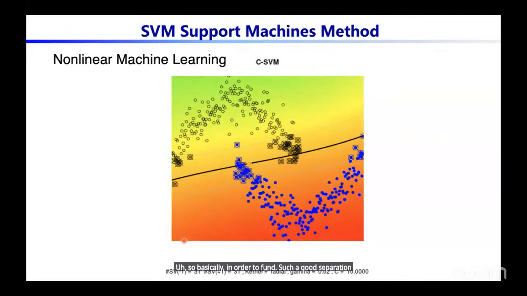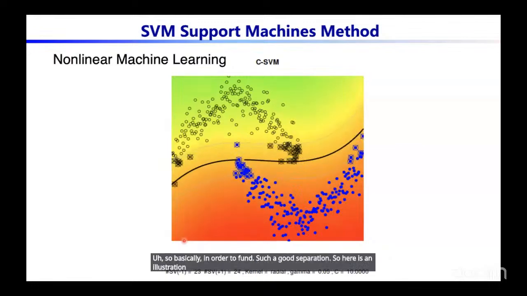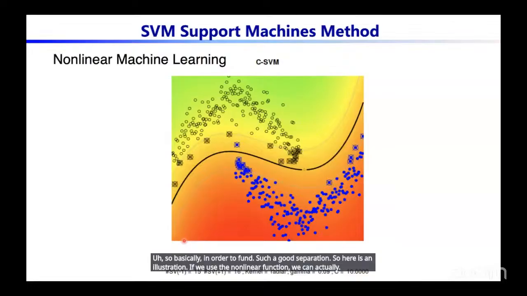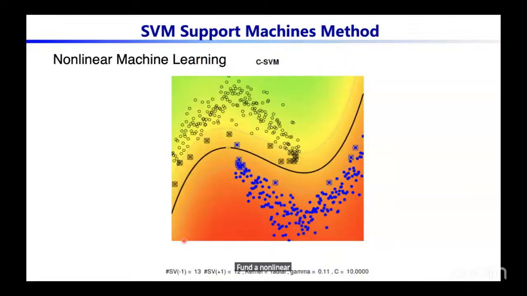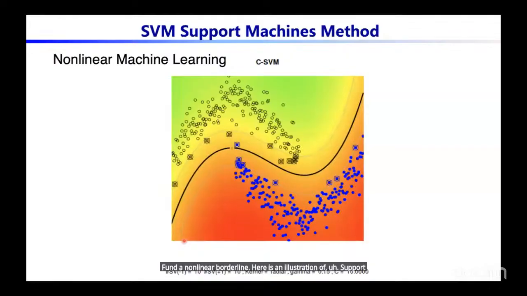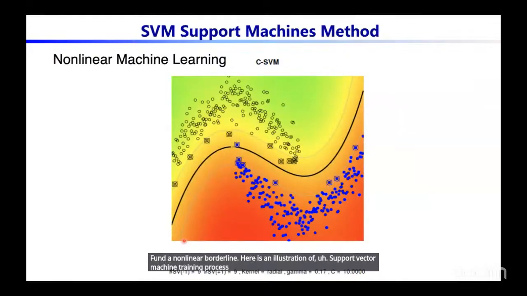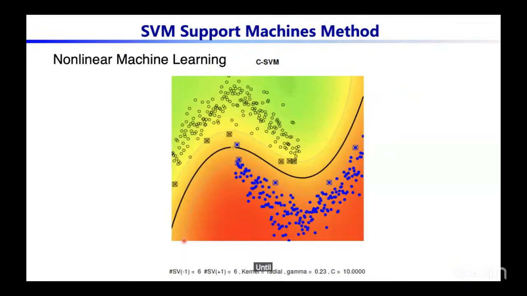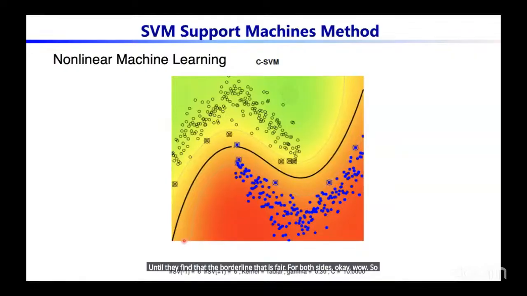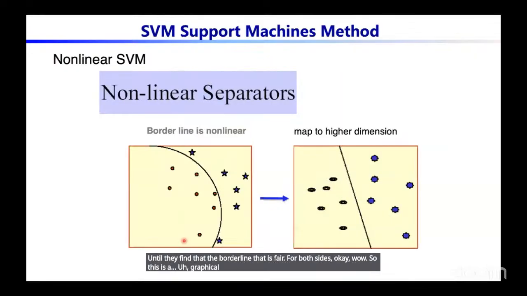So here is an illustration. If we use a nonlinear function, we can actually find nonlinear borderlines. Here is an illustration of the support vector machine training process, in which they adjust the parameters and select different support vectors until they find the borderline that is fair to both sides. Okay, so this is a graphic illustration of this process.